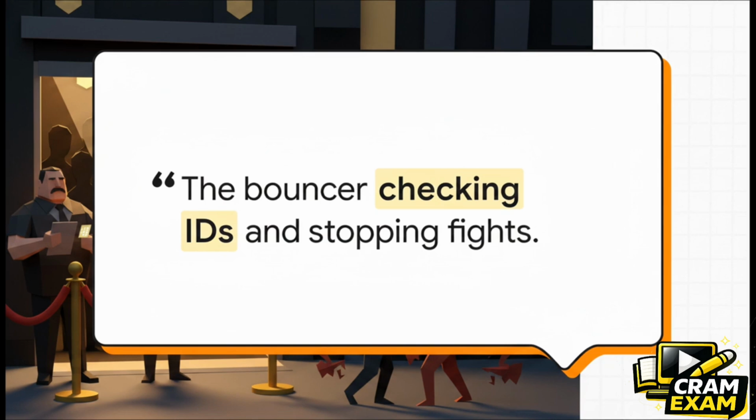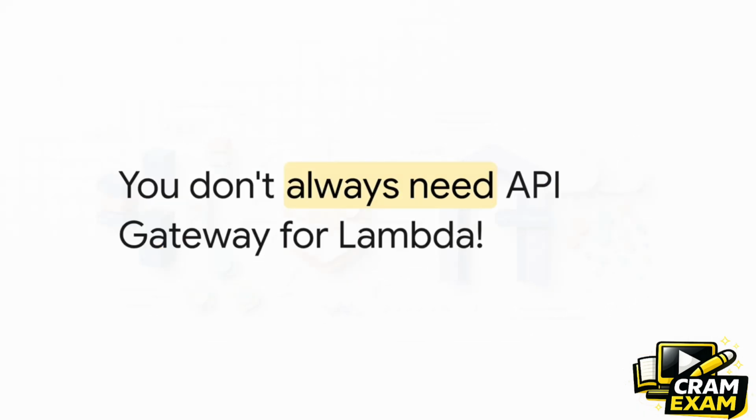So here is the mental model to remember. ALB is the friendly host routing traffic. API Gateway is the bouncer, checking IDs, enforcing the house rules, and stopping fights before they ever spill into the main room.